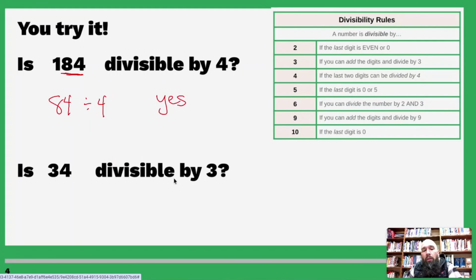Is 34 divisible by 3? Well, what do we do? We add them up. 3 plus 4 is 7. Can you do 7 divided by 3? Yes or no? No. So 34 is not divisible by 3.